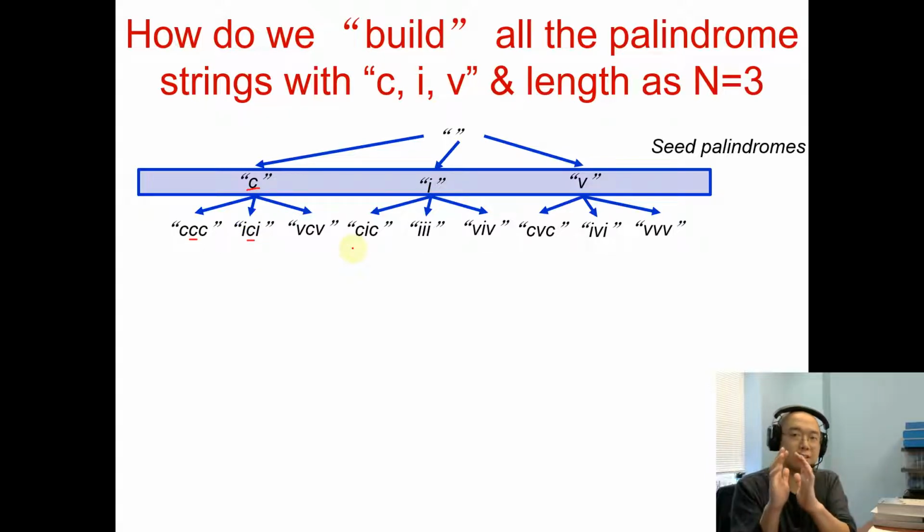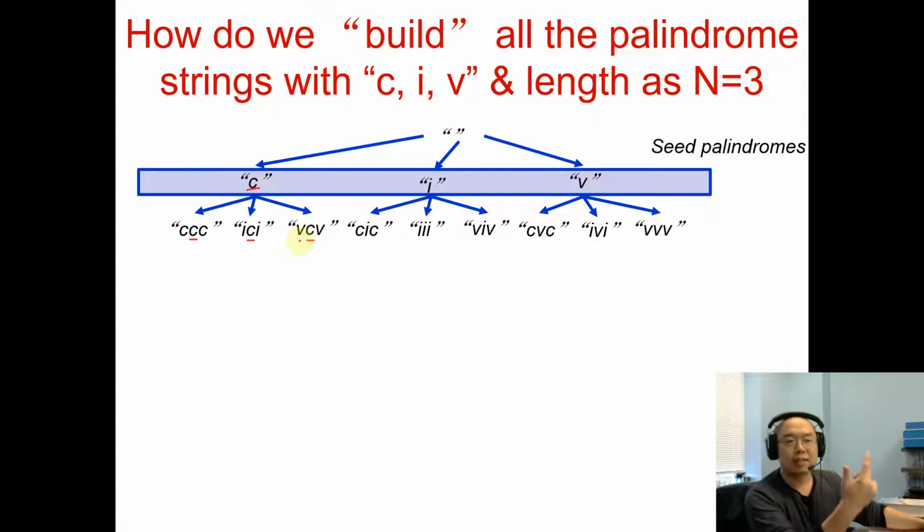So C is in the middle, it is a palindrome. And using a palindrome, if we add the same letter to the very beginning and the very end, we expand a palindrome and build another palindrome, and yet we increase the length by 2, right? So this is how we get CCC, ICI, and then VCV. The same thing: we have the C here, so we get the C from here, and then we are adding the V at the very beginning and the end.